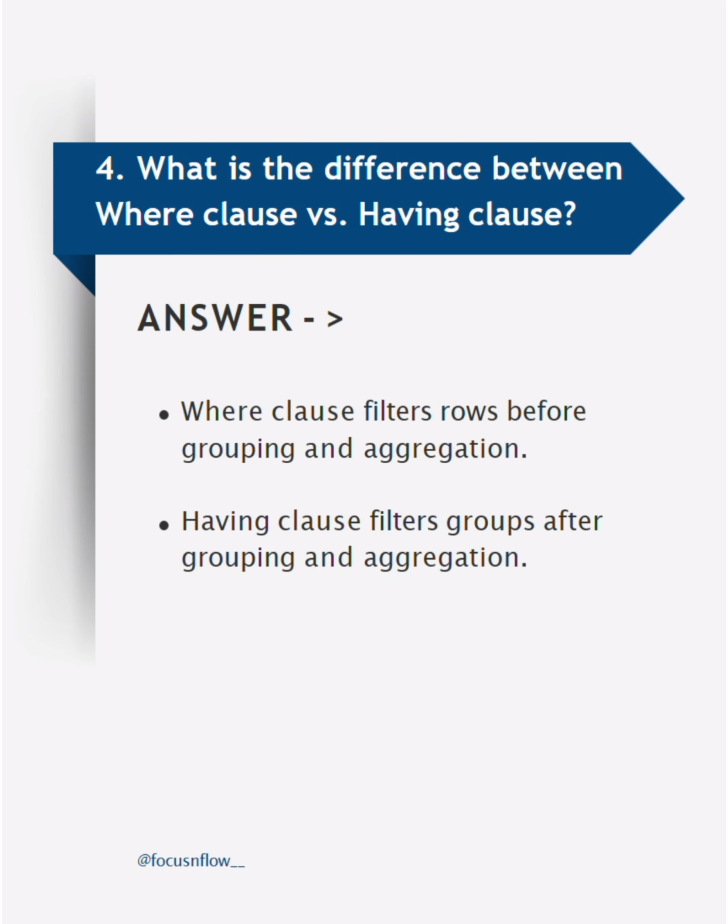Next, what is the difference between where clause and having clause? Where filters rows before grouping, having filters groups after group by. So the important point is where cannot use aggregate functions and having can use aggregate functions.